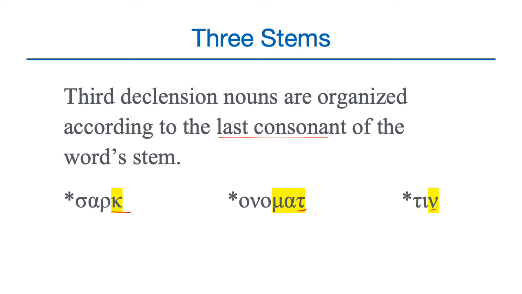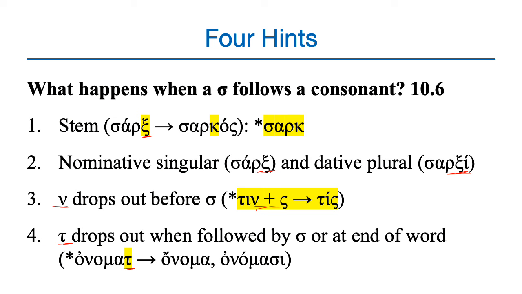What do we mean by that? Remember the hints? If you add the sigma to kappa, it becomes xi. The nominative singular sax and the dative saksi are because the sigma came up against the kappa. Remember that nu drops when you add a sigma to it. And remember that tau does not stand at the end of the word when it comes up against a sigma, so tau would drop out. Just a review.